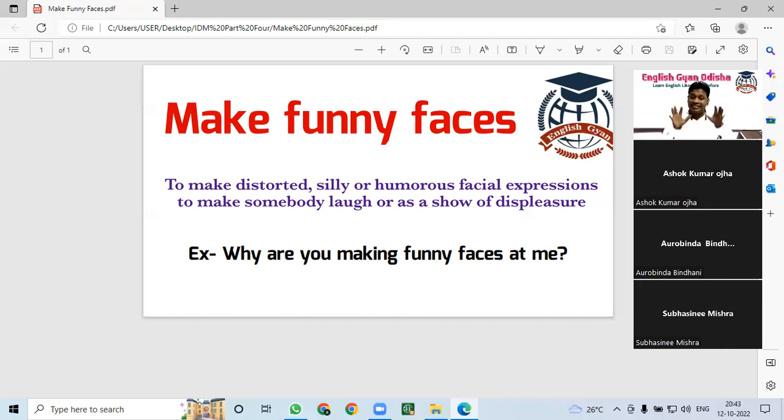But whenever somebody makes that kind of facial expression, like small kids doing like this, or taking the tongue out, all sorts of things, that is called making funny faces. To make silly, humorous. Humorous means when you laugh. It's a humorous statement. He's a humorous guy means he always makes people laugh. Facial means of the face. Some expression that makes somebody laugh. Whenever you look at jokers in films, like Johnny Lever and others, you start to laugh, right?